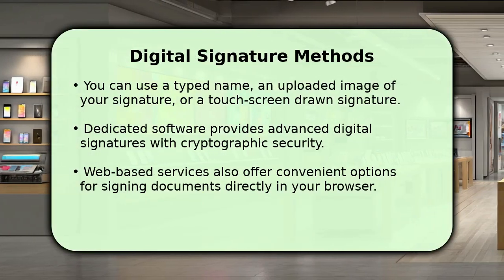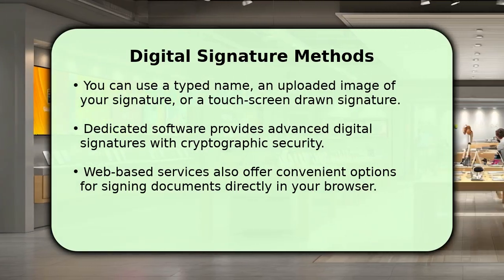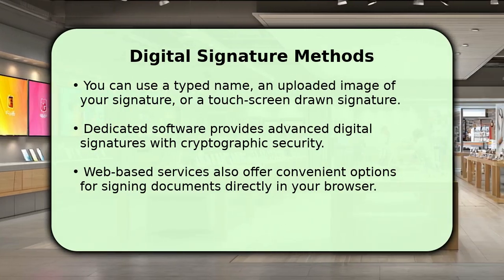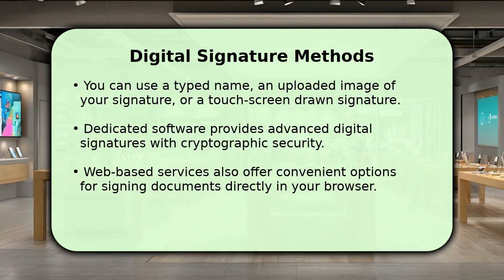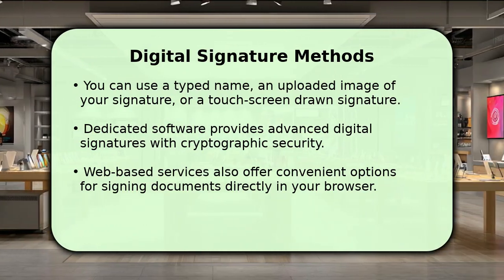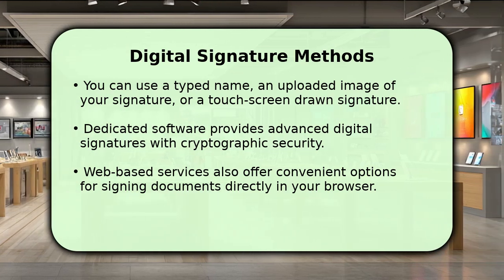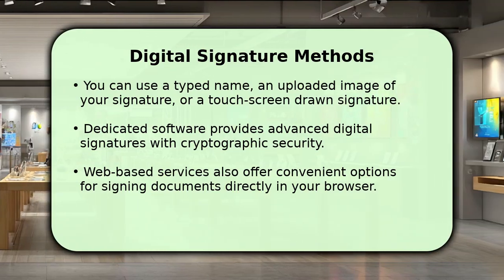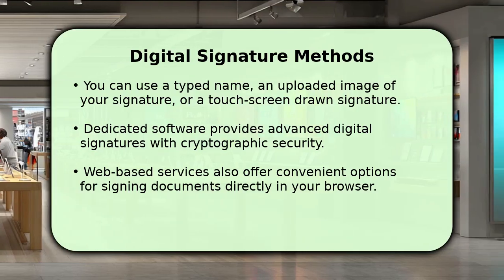Several methods exist for adding your signature to an email document, each offering different levels of security and convenience. A simple approach involves typing your name or inserting an image of your handwritten signature. For more secure, legally recognized options, digital signature software creates a unique, encrypted seal. Many online services now allow you to draw your signature directly on screen, which is then embedded into the document. Choosing the right method depends on the document's importance and the required level of authentication.